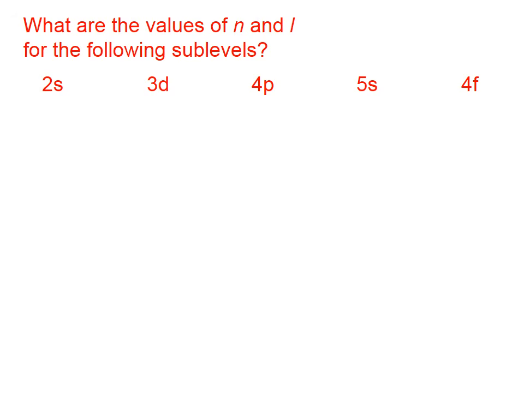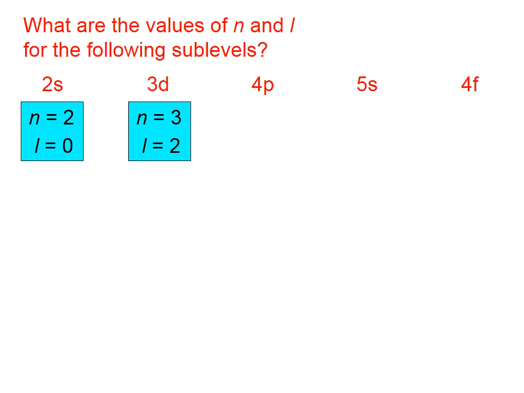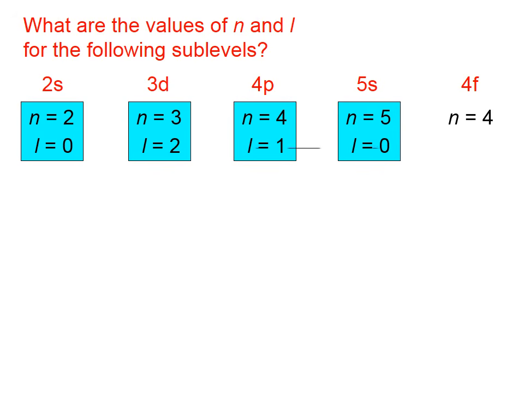Very simple. The L values, which is the second quantum number, we give a value of 0 if we're talking about s orbitals. We give a value of 1 if we're talking p orbitals. We give a value of 2 if we're talking d orbitals, and a value of 3 if we're talking f orbitals. The n and L values for any electron in any of these orbitals look like that.